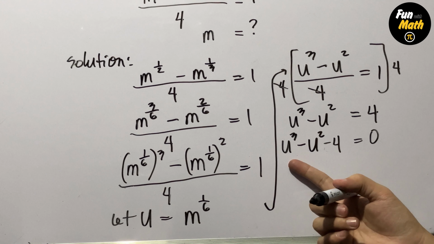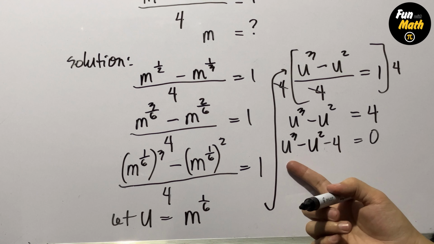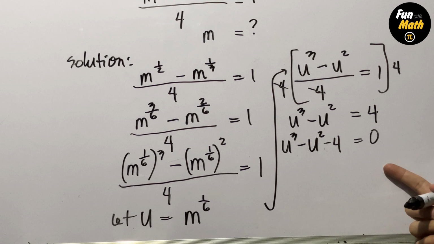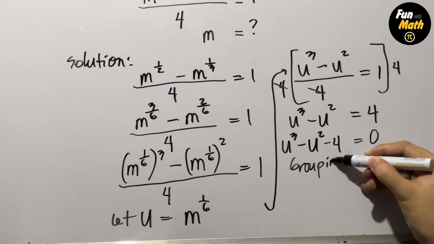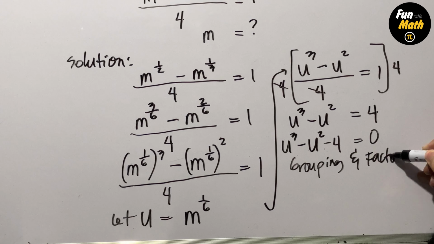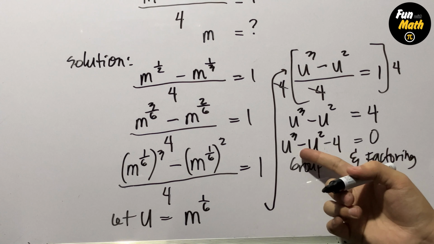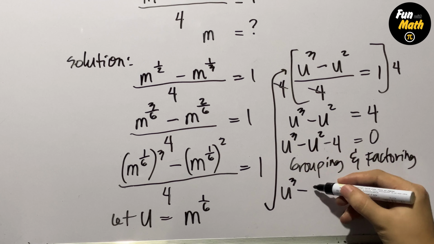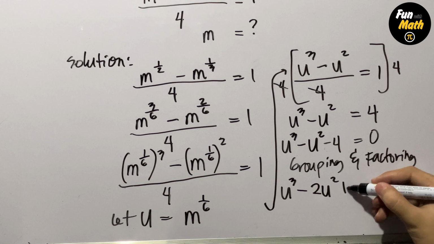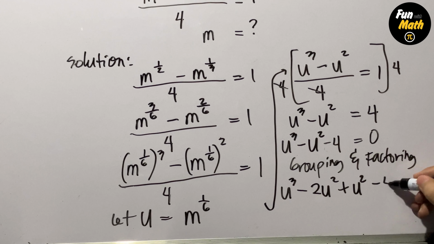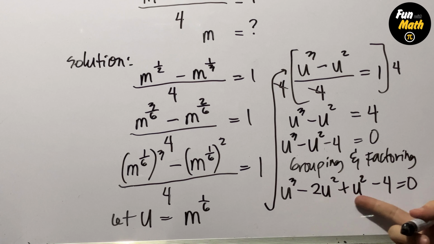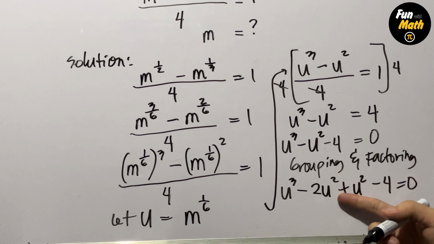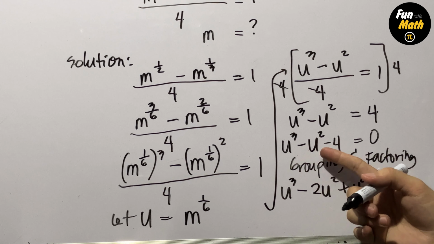Now, this is a cubic equation. To solve this, we are going to use grouping and factoring. So grouping and factoring. Now for this, we can expand negative u squared, and that is u cubed minus 2u squared plus u squared minus 4 is equal to 0. If you observe, we just expanded negative u squared into this. Negative 2u squared plus u squared is just equal to negative u squared.